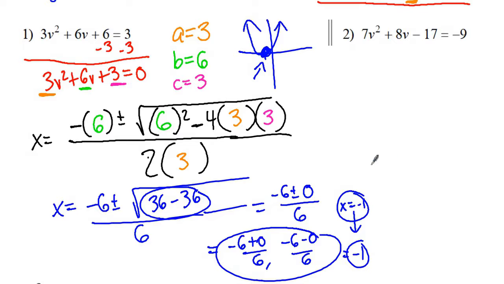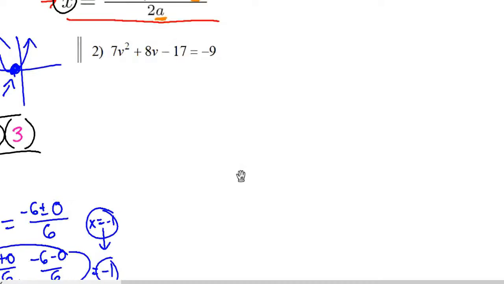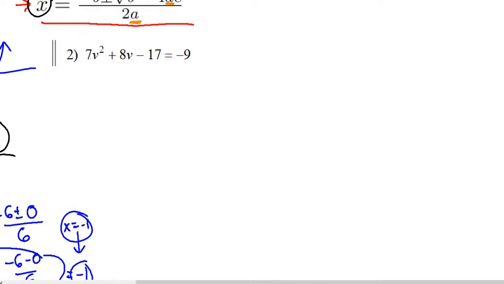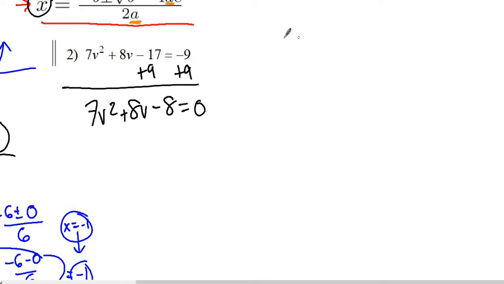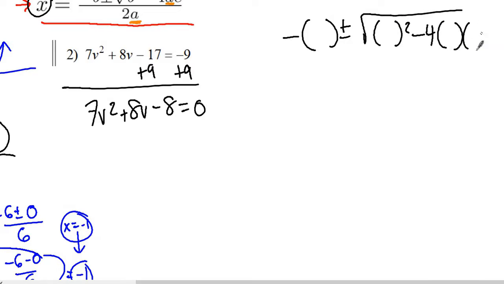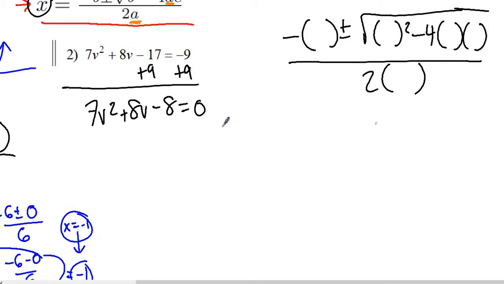Try to pause the video and do number 2 on your own. When you're ready, come back and we'll take a look at the answer. Alright, so once again, the first thing we need to do with these equations is to put them in standard form. So let's add 9 to both sides. So we'll have 7v squared plus 8v, negative 17 plus 9 is negative 8, and that's equal to 0. So we're going to get our quadratic equation ready here to plug values in. And remember that our other important step is we need to identify a, b, and c. So let's do that now.